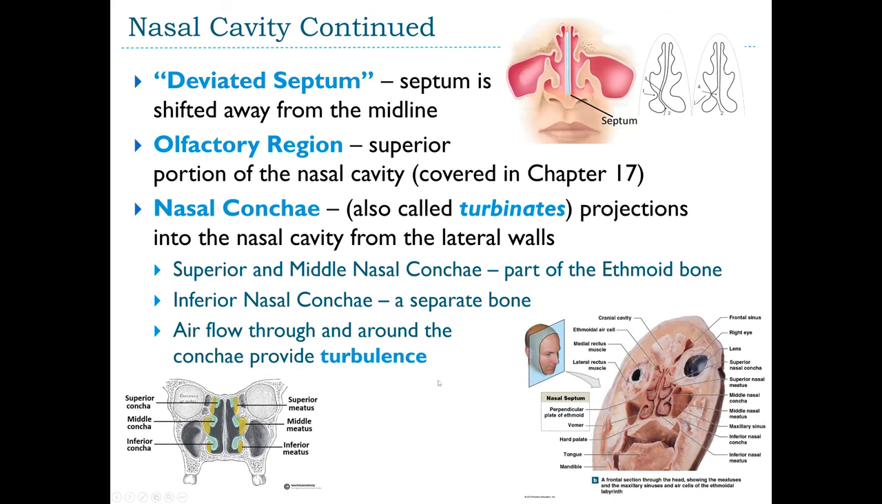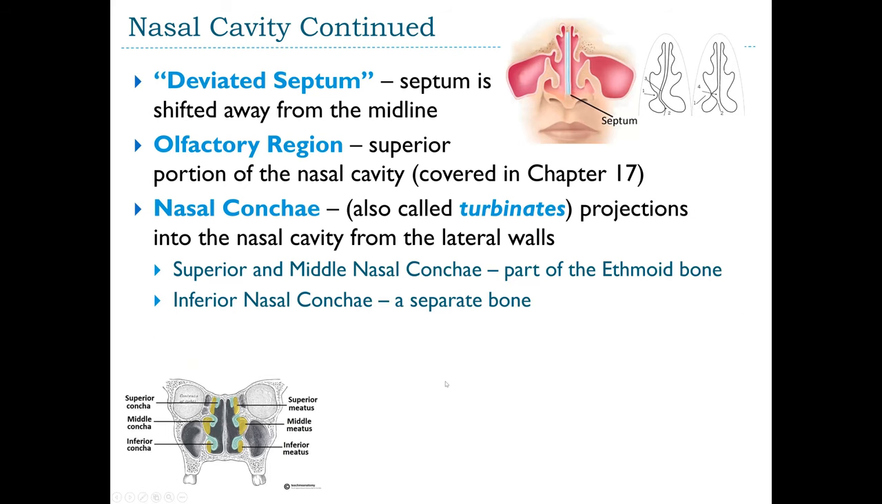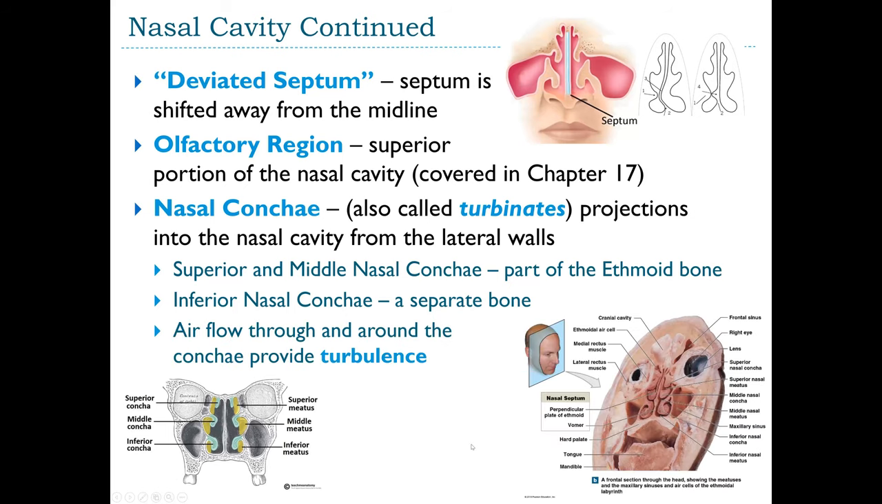And then you can see that underneath the different nasal conchae, there are little passageways that are called meatuses. And so the names of the meatuses go along with the names of the conchae. So under the superior concha is a superior meatus, etc. So airflow through and around the nasal conchae provides turbulence.